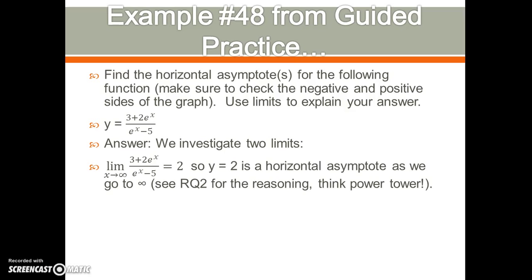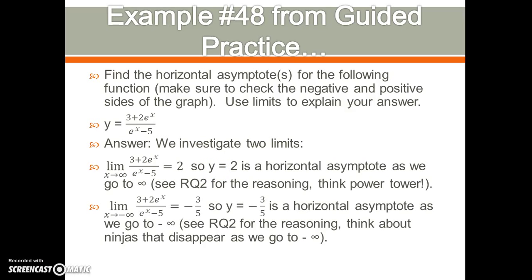The limit as x goes to infinity of (3 plus 2 e to the x) over (e to the x minus 5) is 2. We've got ninjas of degree e. There are 2 of them on the top and 1 on the bottom. So y equals 2 is a horizontal asymptote as we go to infinity.